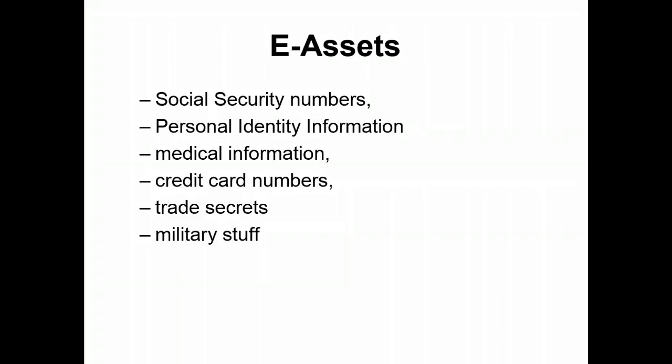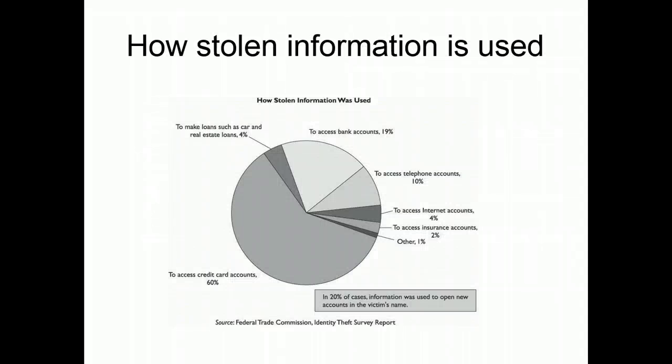Many of us know about these e-assets: SSNs, PII, any medical, credit card, military things, and patents, copyright, etc. These are all considered e-assets, and really in our world today, everything's getting pushed up to the cloud, and you hear this all the time about any or all of these informations being leaked or hacked into and obtained. You can see here, based off of a report, how stolen information was used. Pretty much people are interested in getting credit card accounts, and the second would be to get bank accounts. So really it's all about the money.